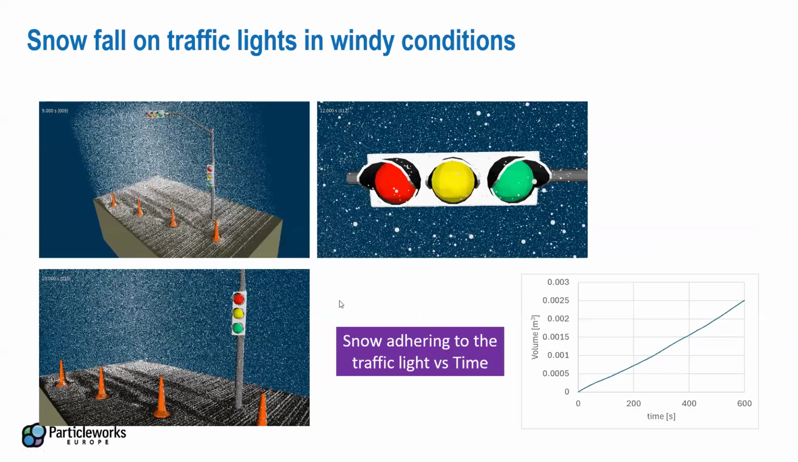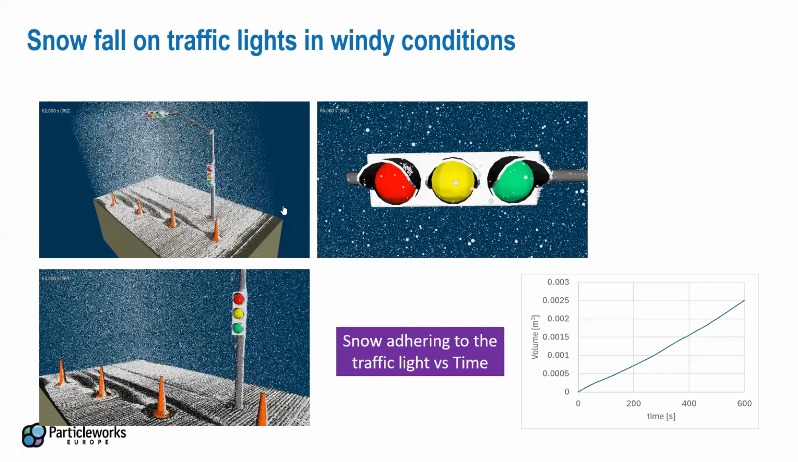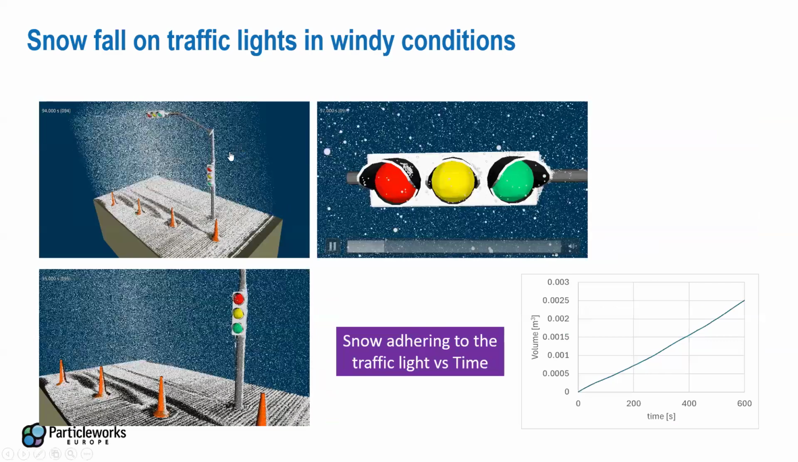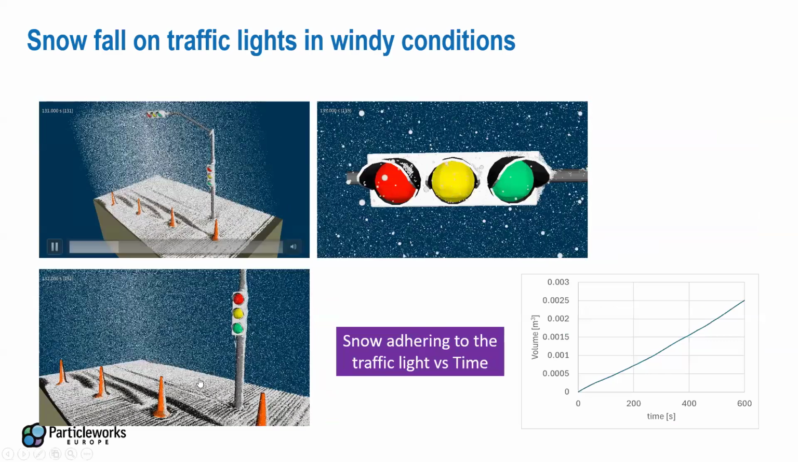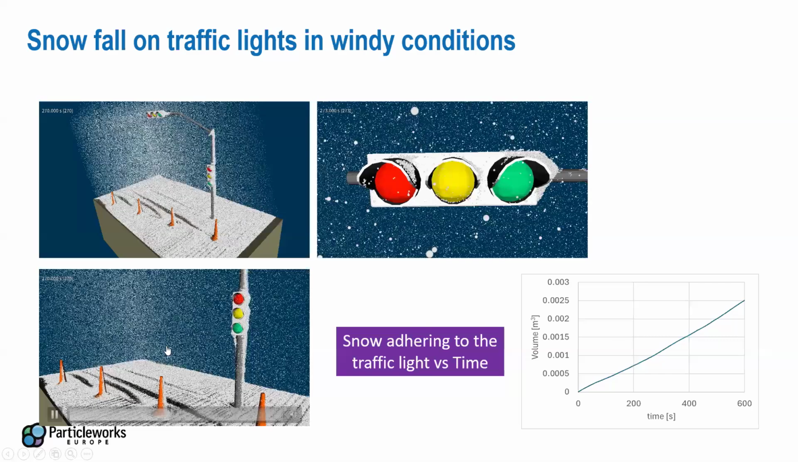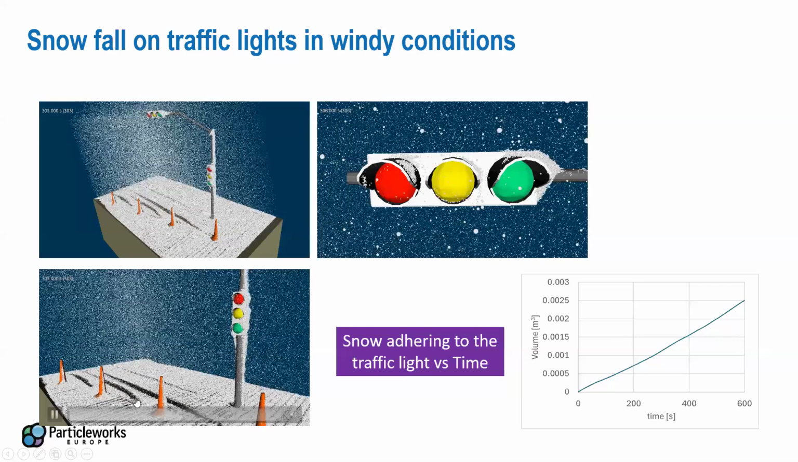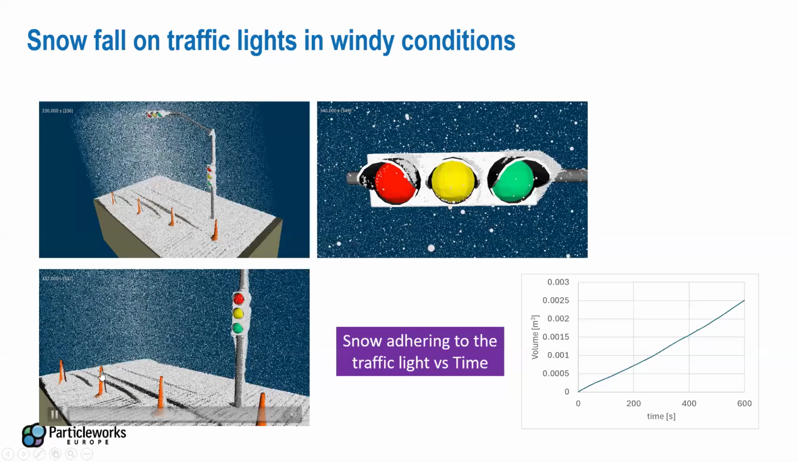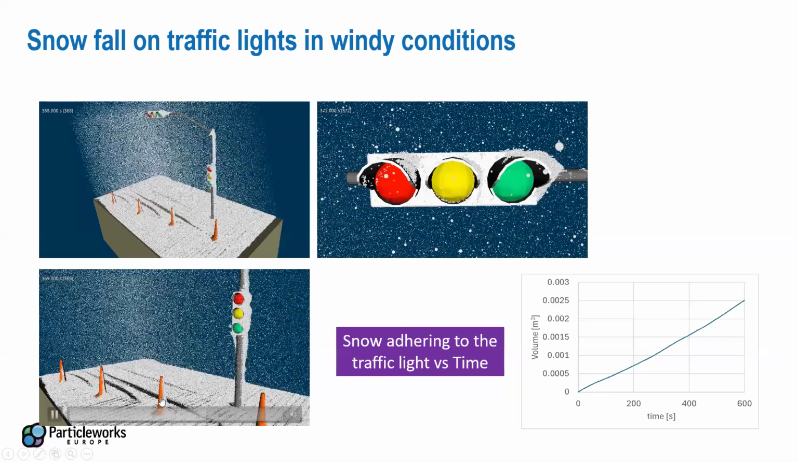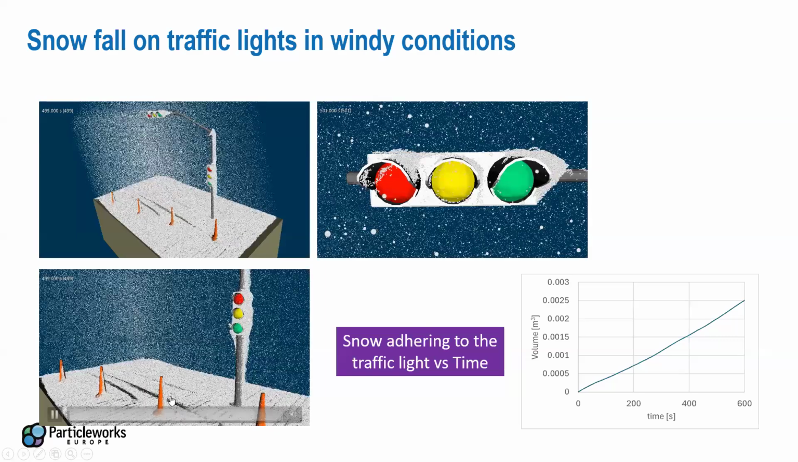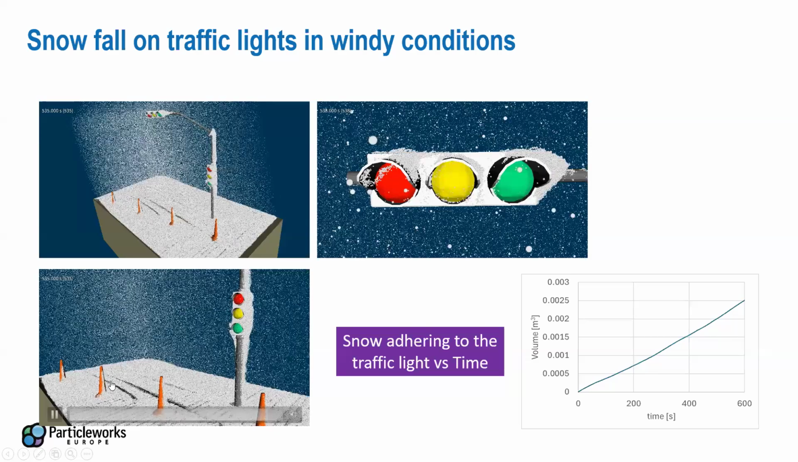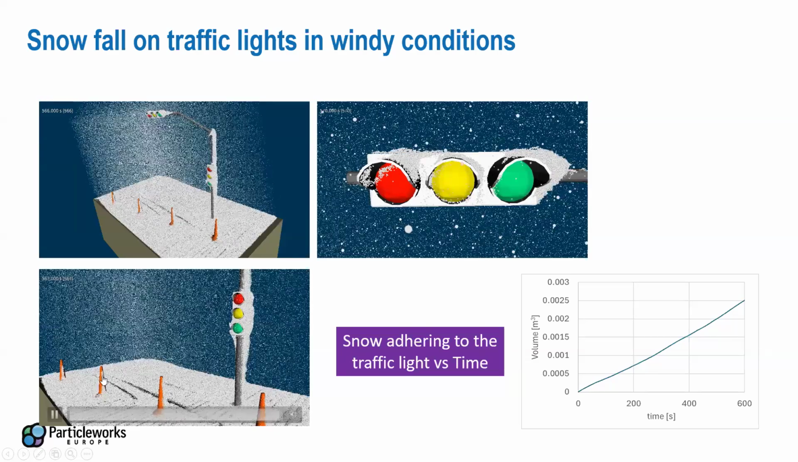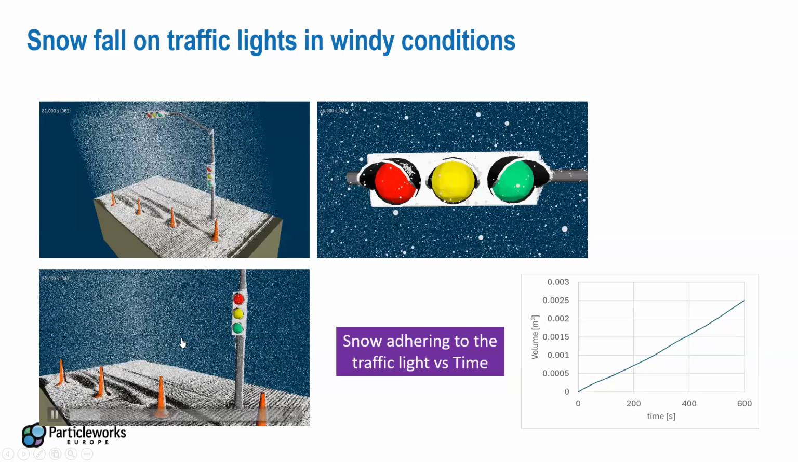And here is the last example, still regarding snow and accumulation in a traffic light with a wind coming from the side. You can see here that there are some areas where particles don't accumulate because they accumulate on the signs placed on the street.